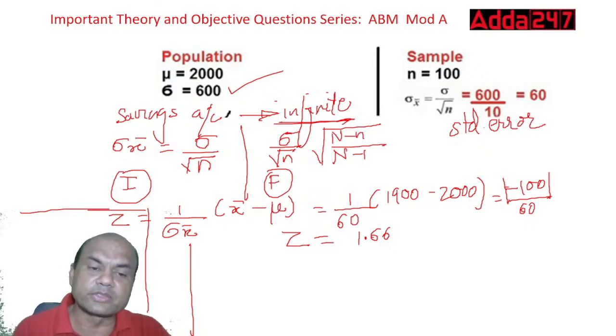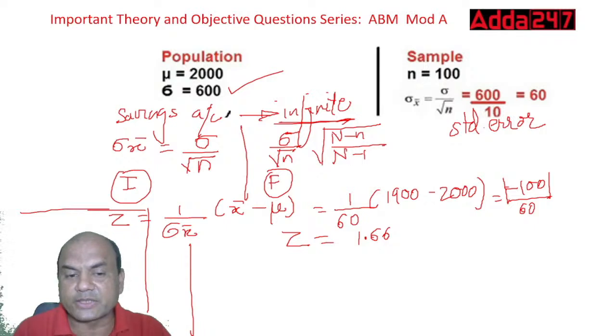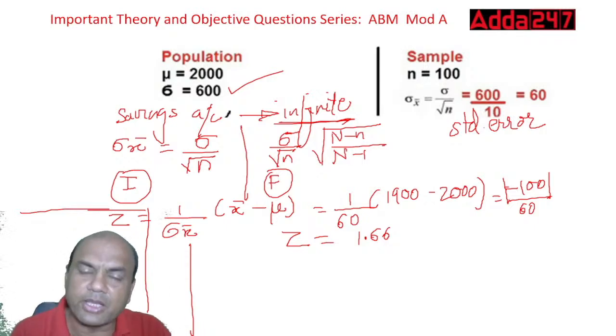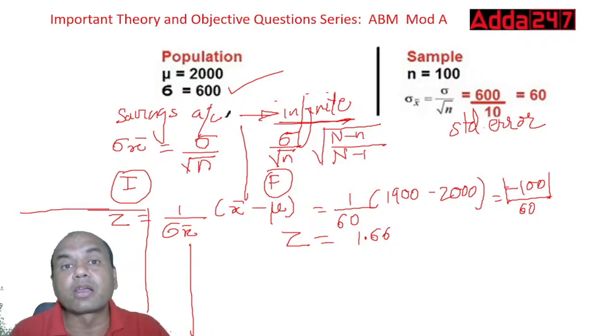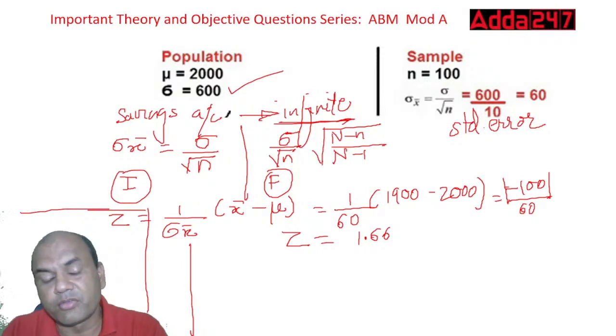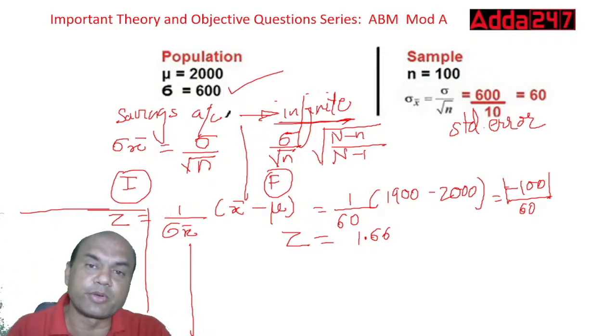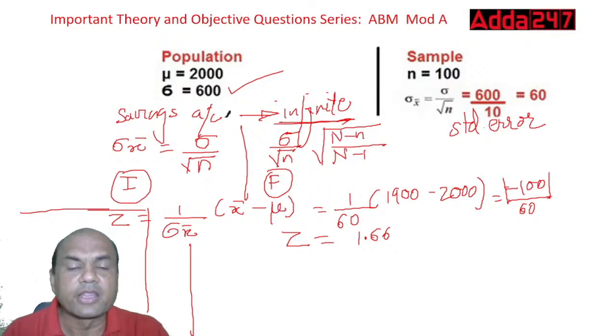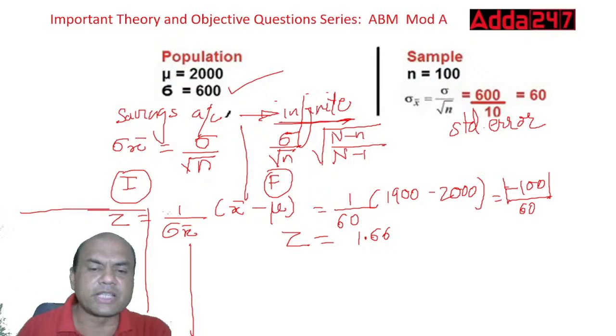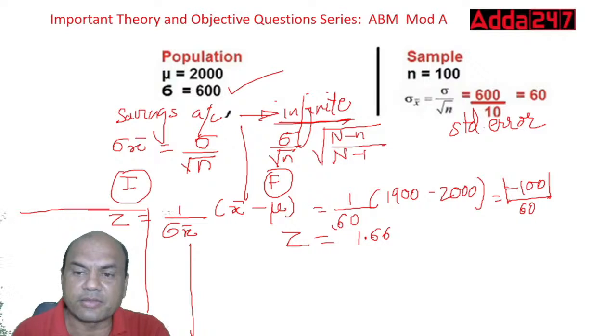Now once you get this standard error, what you do next is find the z value. What is the z value? Z equals 1 upon psi x bar into x bar minus mu. This formula you have to learn by heart. Now all the values you have: psi x bar is 60, x bar is 1900, mu is 2000.